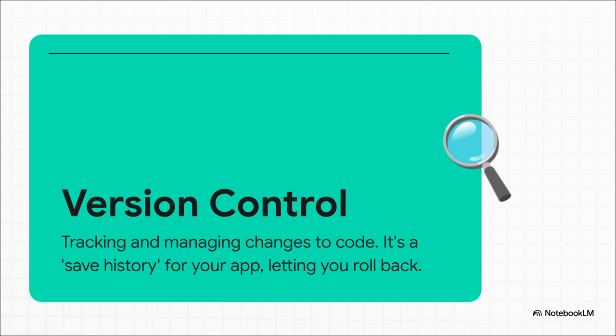The real superpower you get with GitHub is something called version control. The best way to think about it is like having an infinite undo button for your entire project. Every single change you make is tracked. So if you add a new feature and it completely breaks everything, no problem. You can just rewind to the last working version in a single click. It's an incredible safety net.